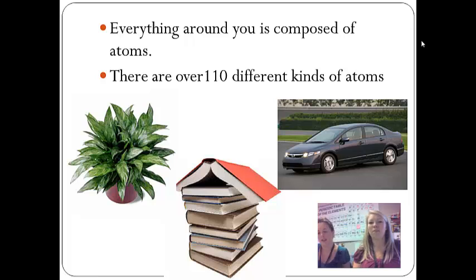So first slide we have is just kind of an introduction on matter. Matter is everything around you, and everything around you is made up of atoms. And currently there are over 110 different kinds of atoms. At this point, they're starting to make them in the lab, so they're not all considered natural. But there are 110 different kinds of atoms that make up everything around you, from the air you breathe, to the desk you're sitting at, to the food you eat.